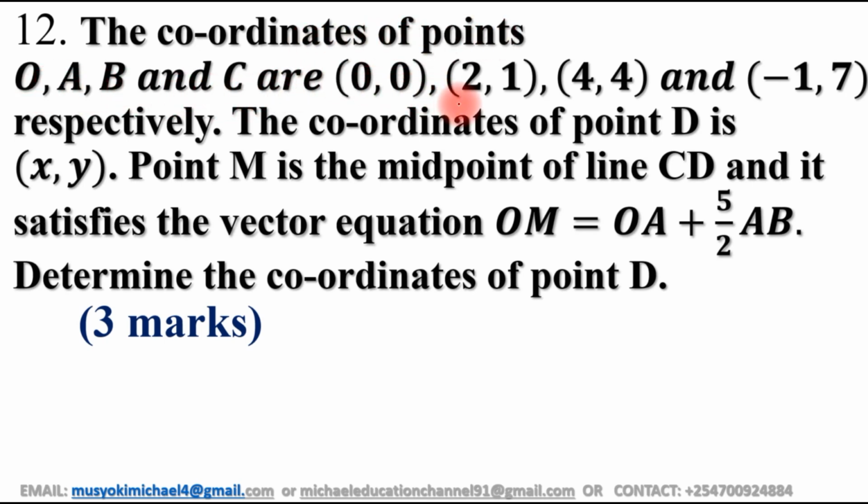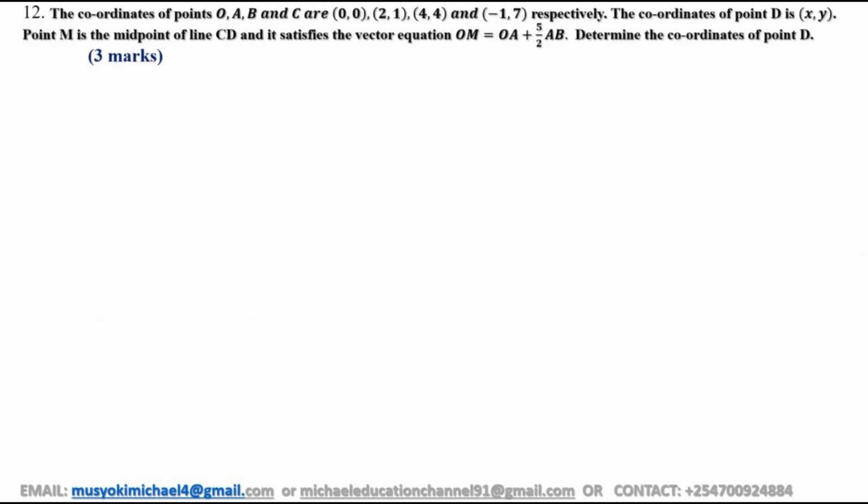We move on to question number 12. The coordinates of points O, A, B, and C are (0, 0), (2, 1), (4, 4), and (-1, 7), respectively. The coordinates of point D are (x, y). Point M is the midpoint of line CD, and it satisfies the vector equation OM is equal to OA plus 5 over 2 AB. Determine the coordinates of point D.